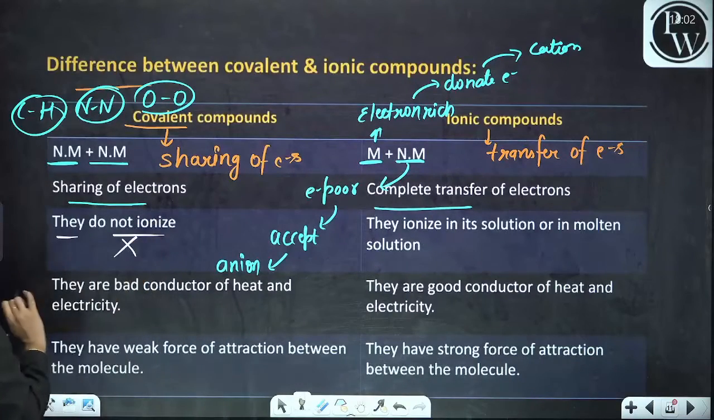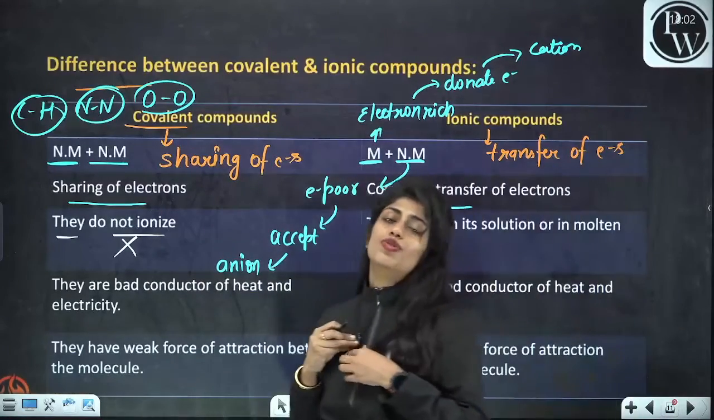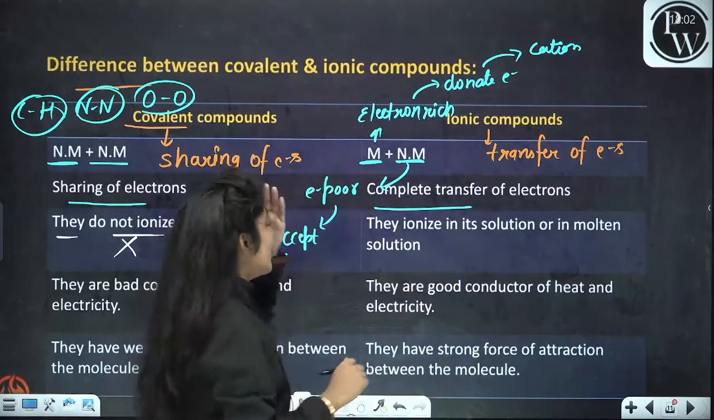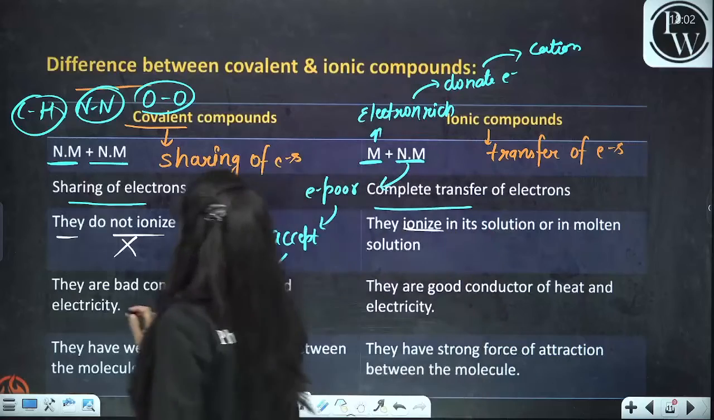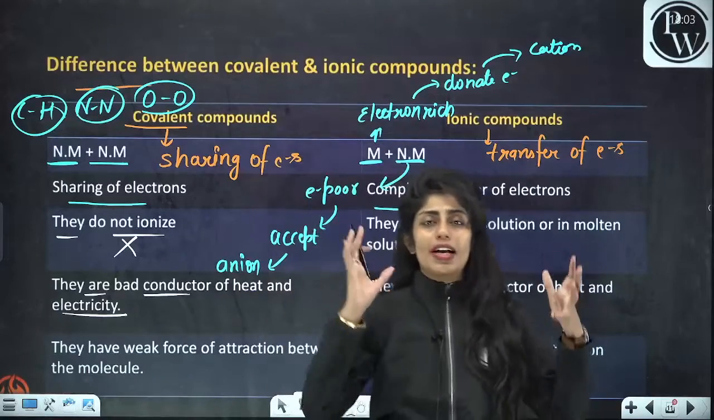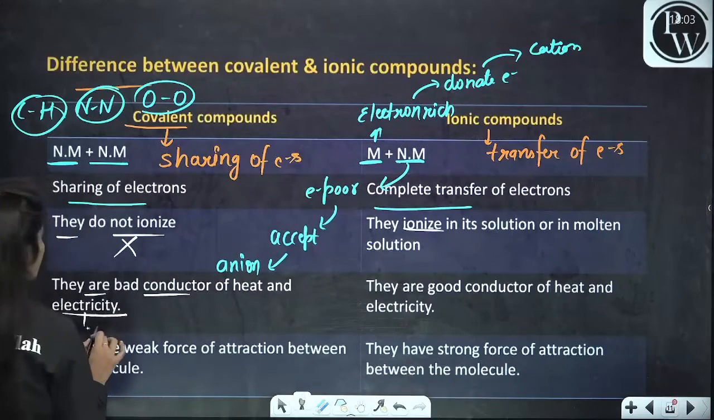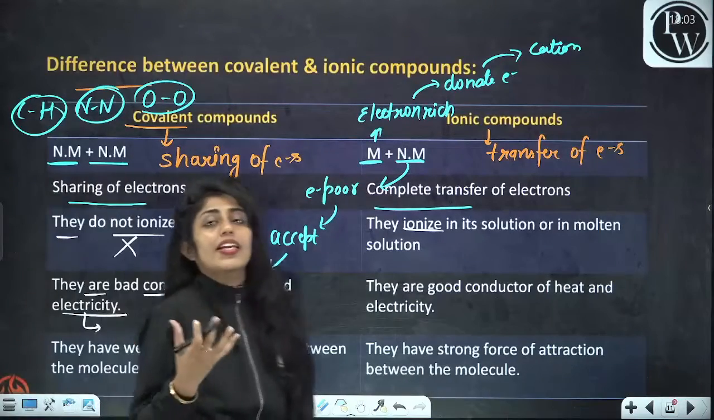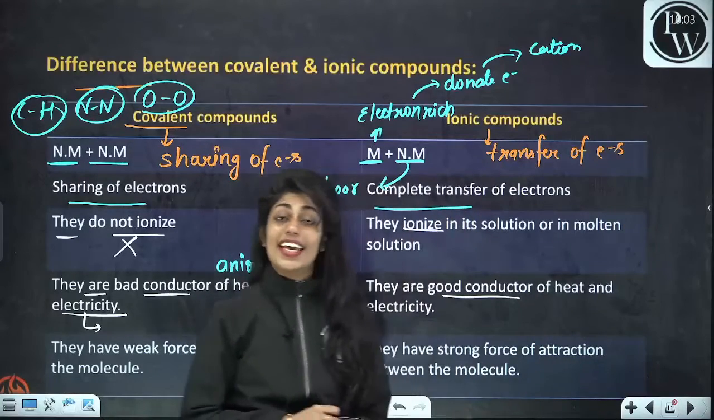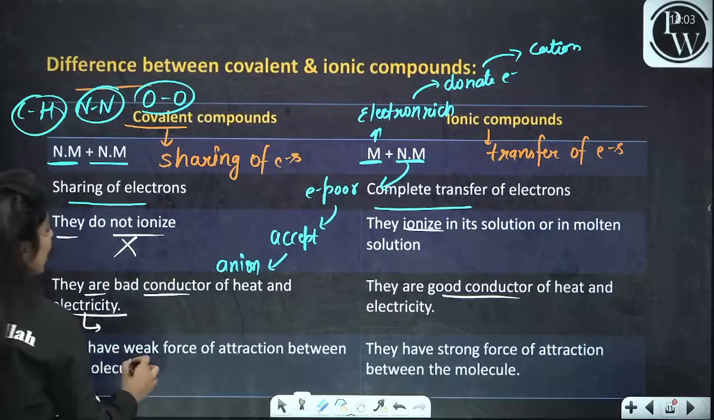So, they will not ionize, but the ionic compounds are formed due to the attraction between the different nature of ions, that's why they will be ionizing. Of course, covalent compounds are bad conductors of heat and electricity. Why? Because, as I told you, conductivity tends to the movement of ions. They are bad conductors of electricity because they do not have any kind of ions, while the ionic compounds are good conductors because they carry ions. They carry the charge.